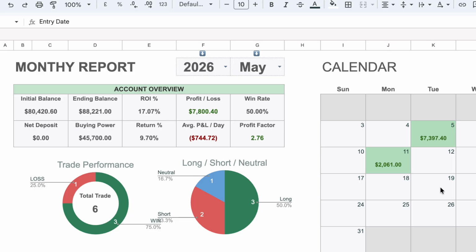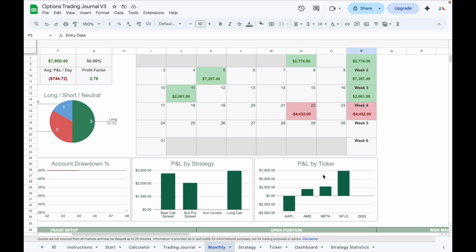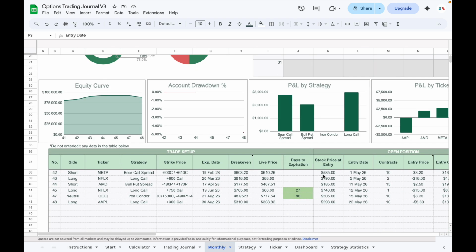You can review your monthly account metrics visually with charts and graphs here, such as the trade performance, and the long, short, or neutral distribution chart. The graphs here display the equity curve, the account drawdown, P&L by strategy, and P&L by ticker. The table below automatically displays every trade entered for the selected month.